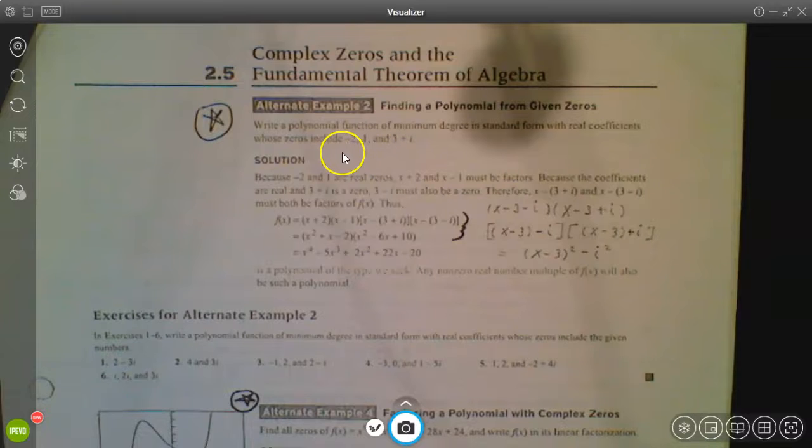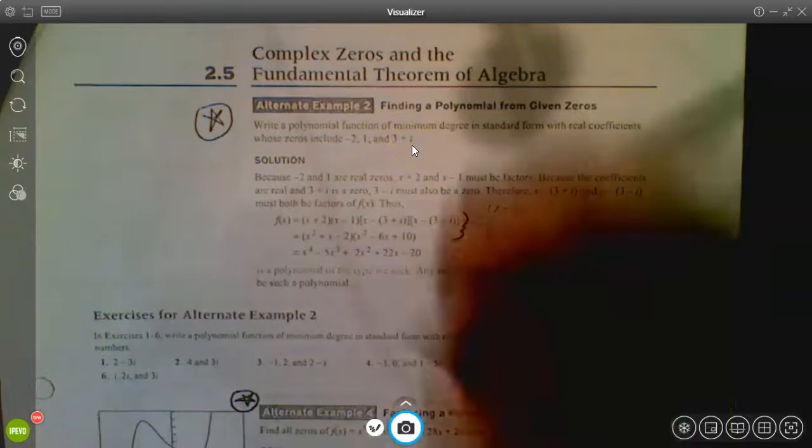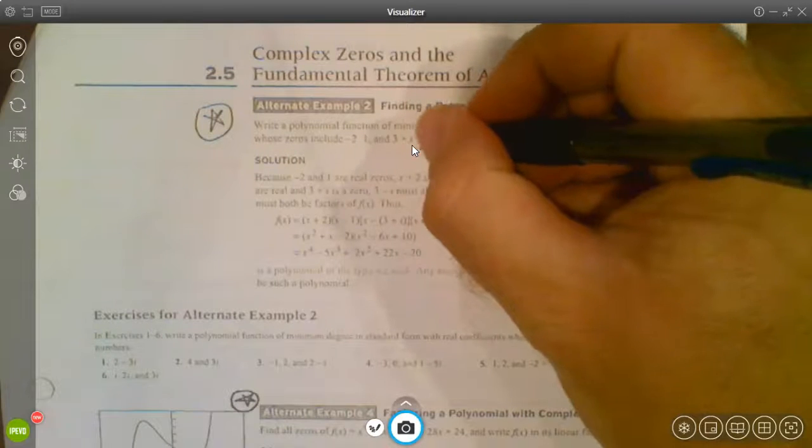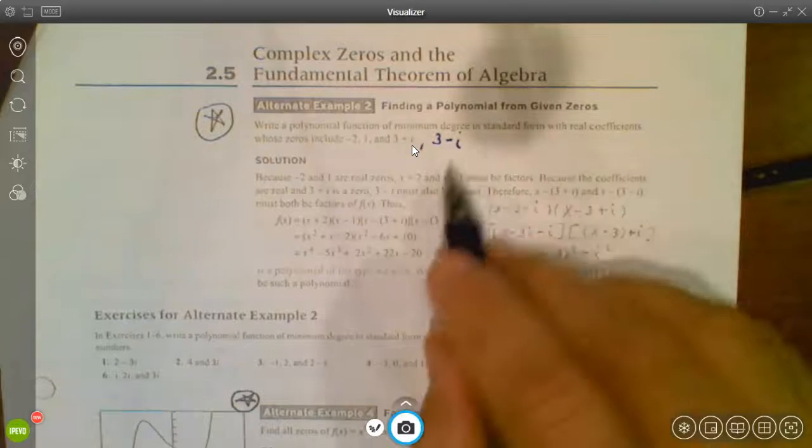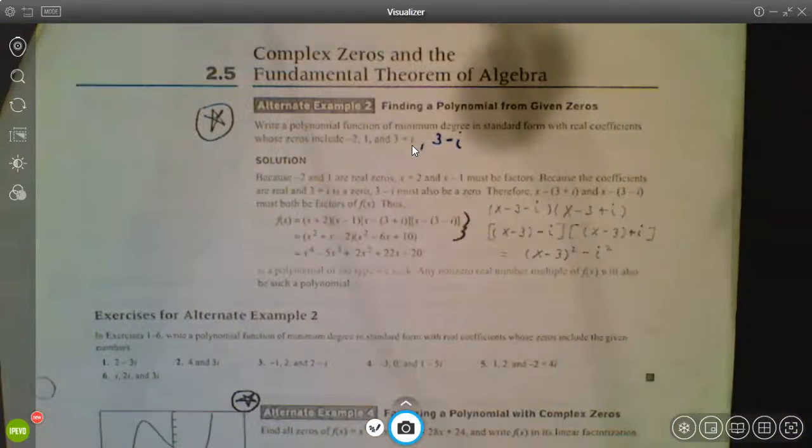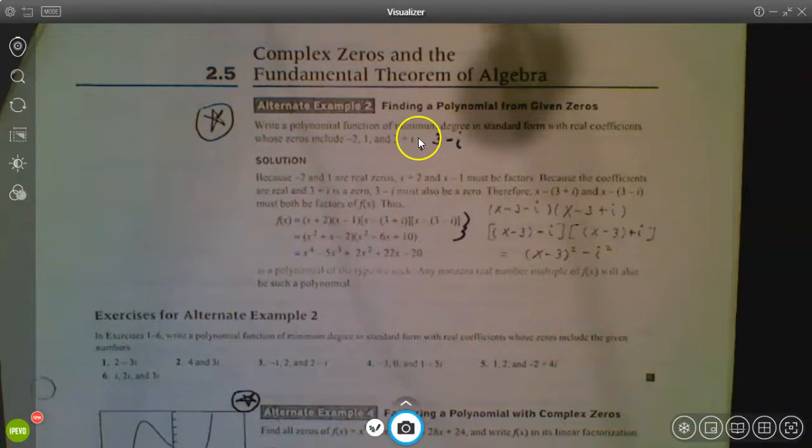If you look right here, they're saying that negative 2, positive 1, and 3 plus i are zeros of a certain polynomial. Well, as we just talked about, if 3 plus i is a 0, then 3 minus i must also be a 0. They're not giving you this one. We just need to know that it's there, because if this is there, then its conjugate must also be there. Okay, and so that's implied. So we would automatically need to note that and bring it into our solving process.